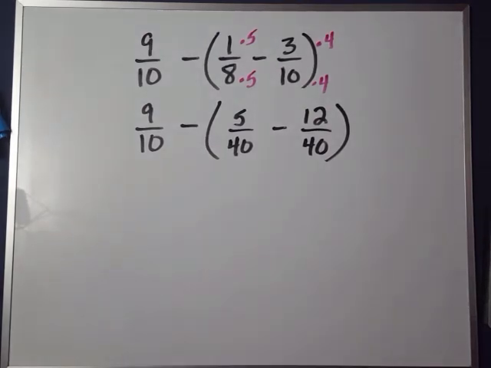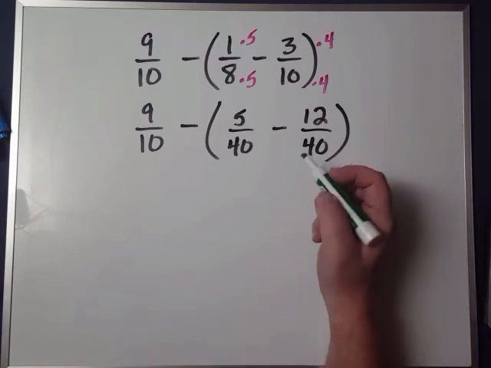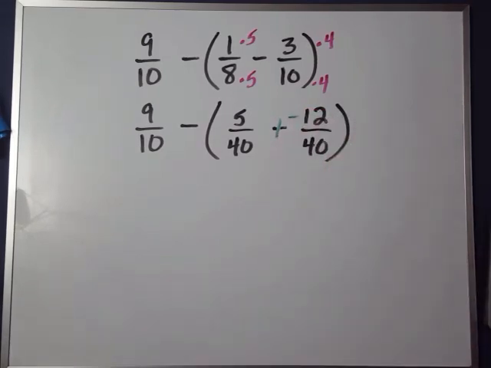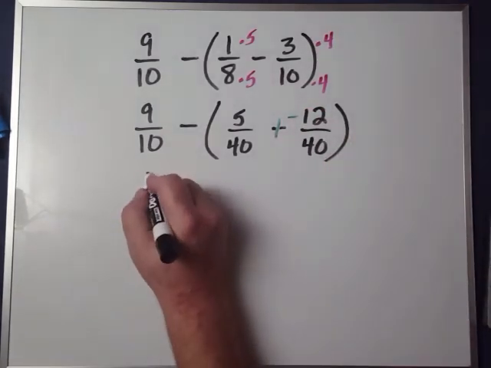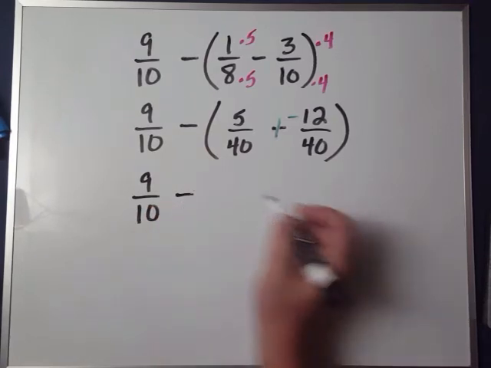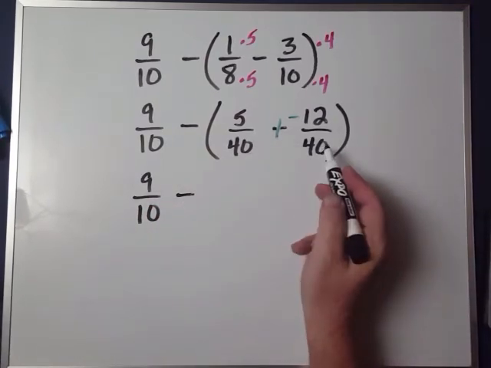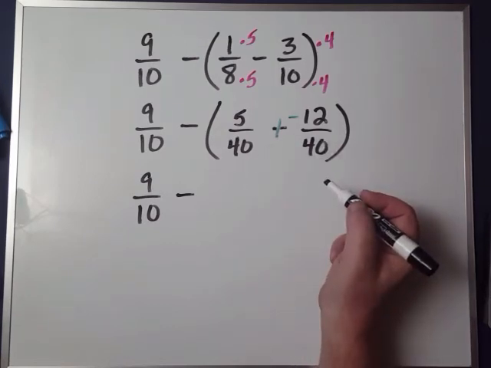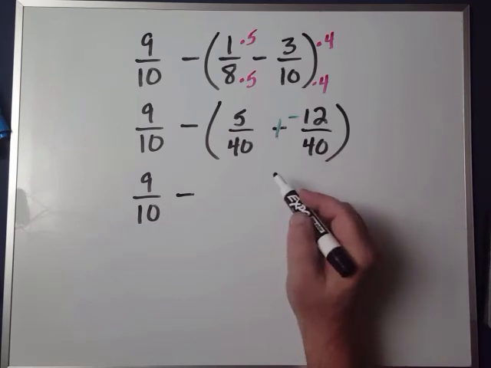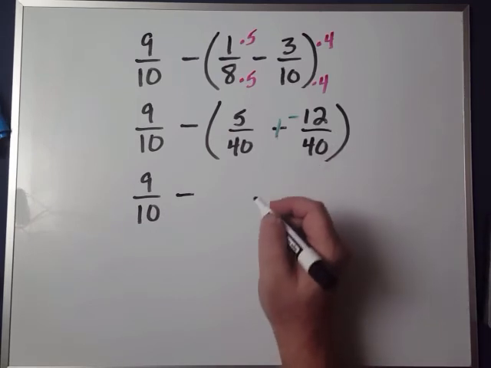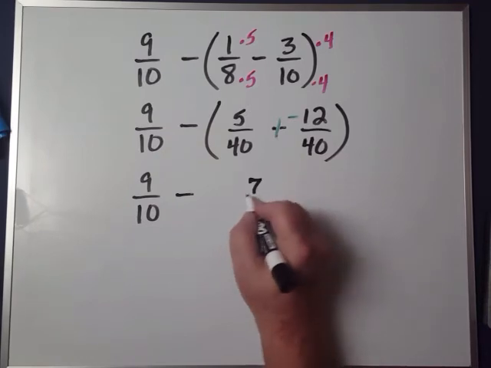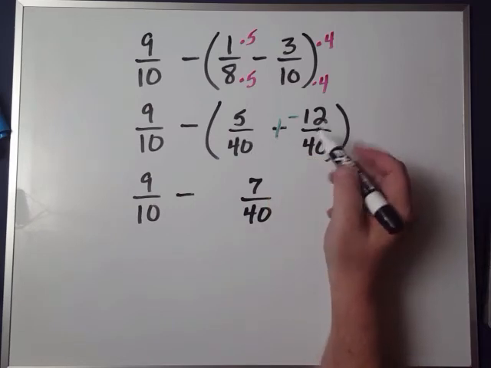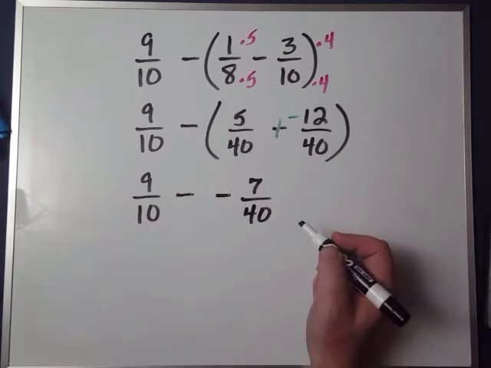I can always make 2 marks when I'm subtracting, still focusing in the parentheses. We can make this plus a negative 12/40. Adding these 2 fractions of opposite sign, which we can do now that we have a common denominator, we will subtract their absolute values. 12 minus 5 is 7 of them. 7/40. 12/40 is bigger than 5/40. It was negative, so this result must be negative.